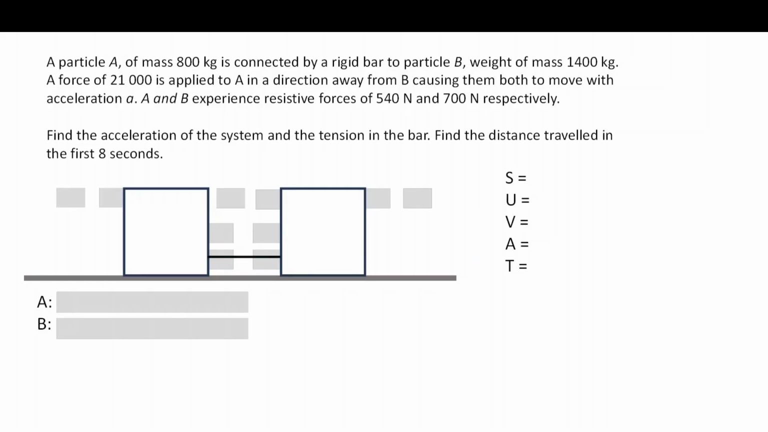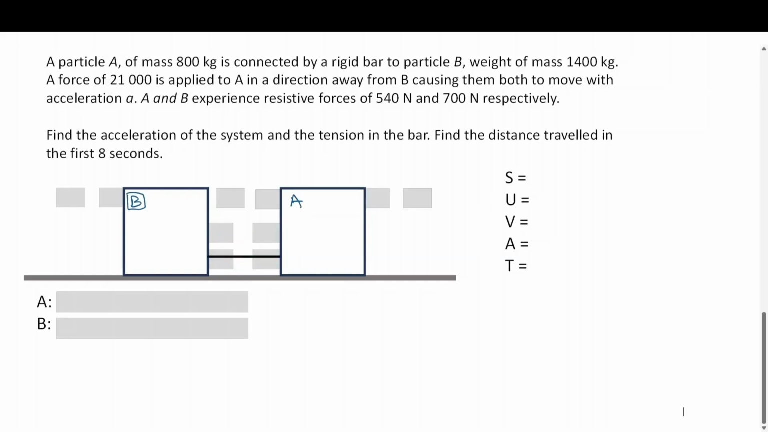So here we have a connected particles question, and we're just going to read through and highlight some of the important information and try and produce a diagram as we go. We're first told there's a particle A of mass 800 kilograms connected by a rigid bar to particle B, who has a mass of 1,400 kilograms. So I'm just going to label both A and B, and I'm going to put their masses on.